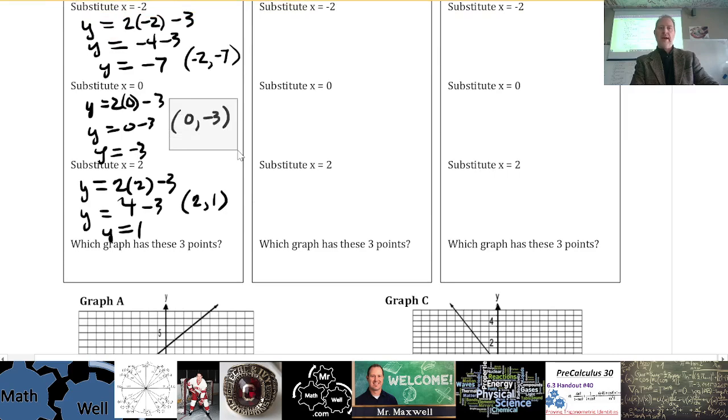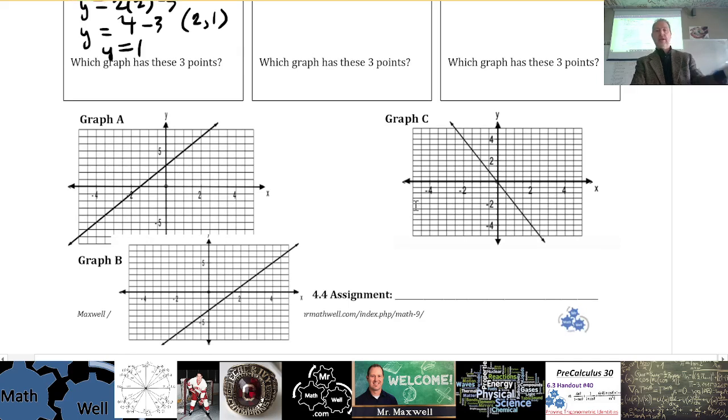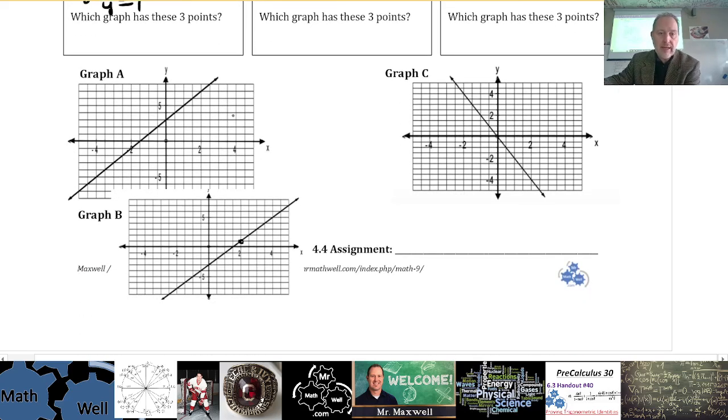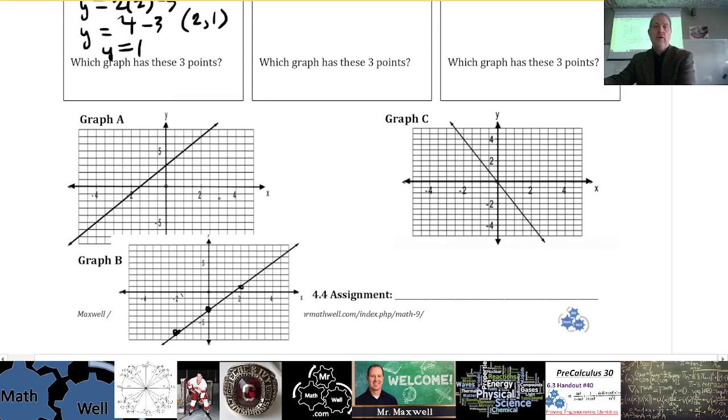Okay, so where do we have a point 0, -3? That's the easiest one to spot, I think, because that's the y-intercept, isn't it? So where is 0, -3? I only see it in one spot here. Graph B right here, 0, -3. You see that? That's the y-intercept. Are the other points there? 2, 1. Yeah, looks like 2, 1 is there. And then -2, -7. So here's -2, and -7 goes all the way down there. That looks about right, yeah. So this one is graph B. Everybody see that? Yeah, okay.